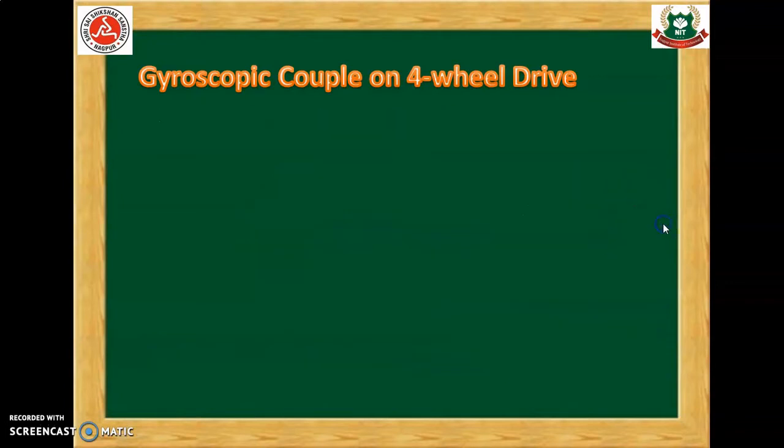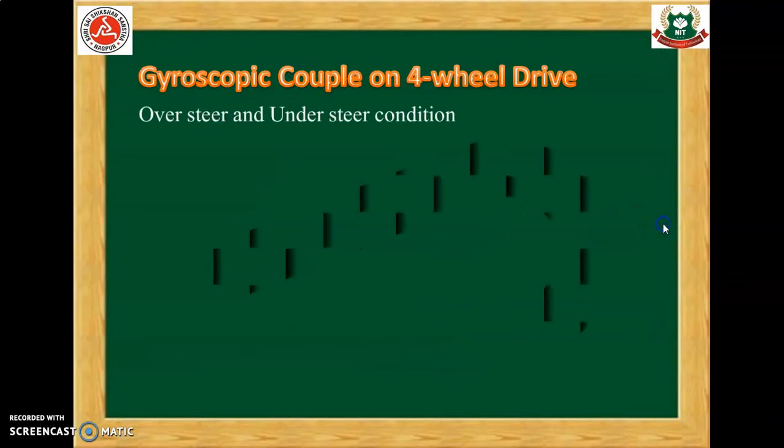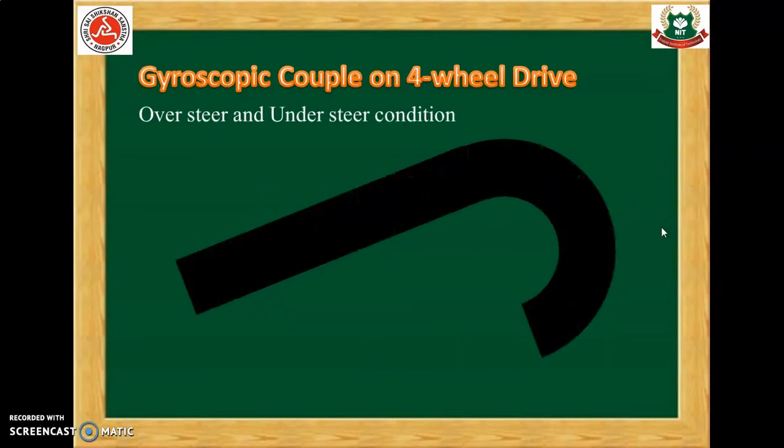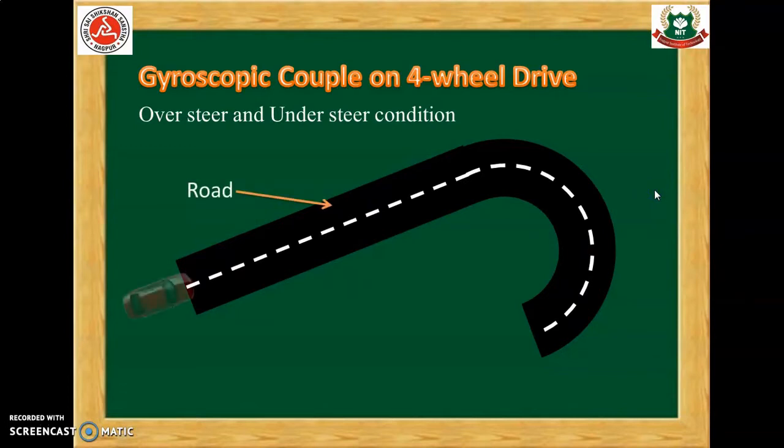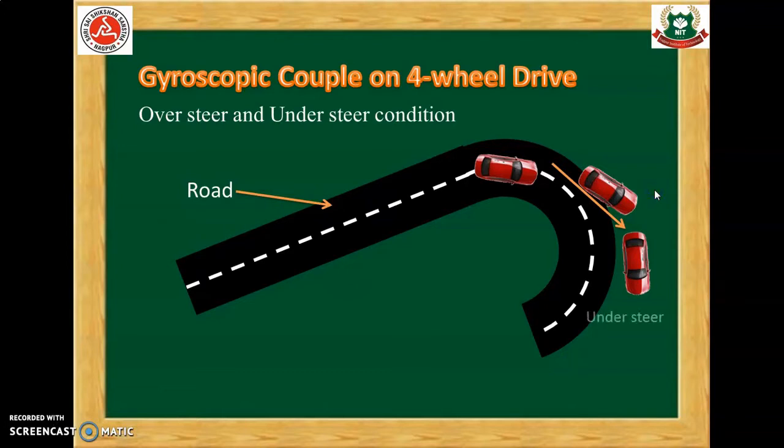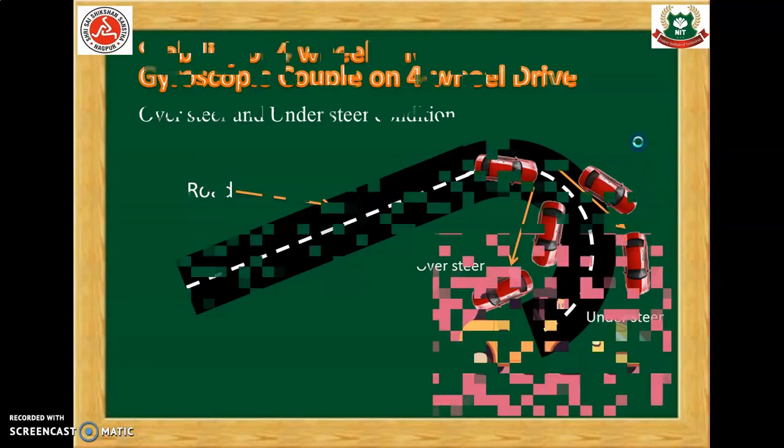Is it okay? Let us see once again. If you are moving on this road and you want to take a right turn after traveling some straight distance, let us assume that you are traveling with some velocity and after turning your vehicle goes on the left hand side direction. So your vehicle is not on the road, it is out of the road but it is on the left side. So this condition is understeer condition, and if you have taken the right side of the road, this condition is called oversteer condition.